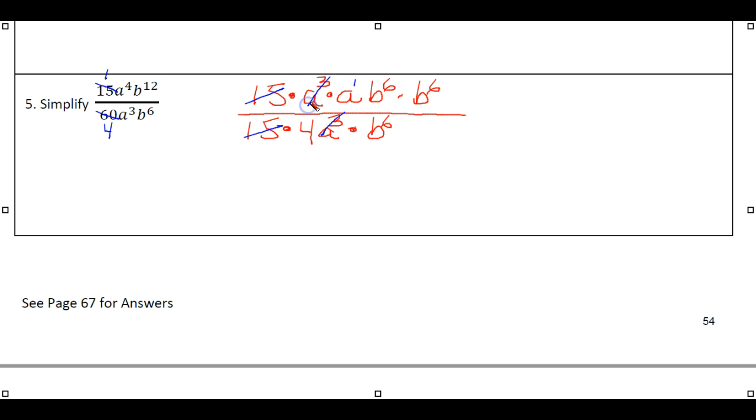This just cancels out. And then b to the 12th is b to the 6th times b to the 6th. Or just bring the 6 up, subtract it from the 12, and you're left with b to the 6th. So now we summarize. We're going to have a b to the 6th on top over just a 4 remaining in the bottom. And you can check your answers on page 67.